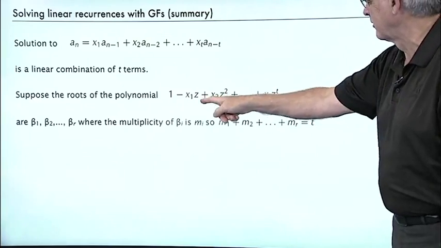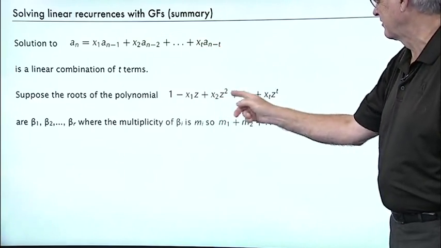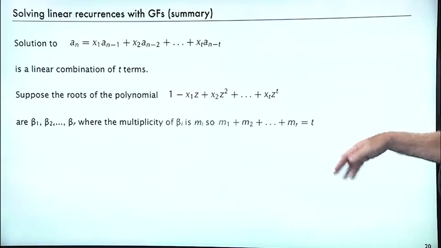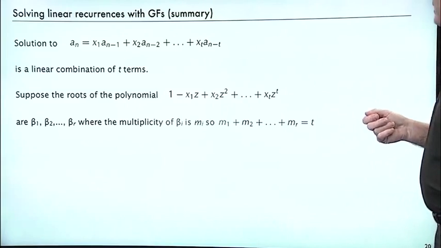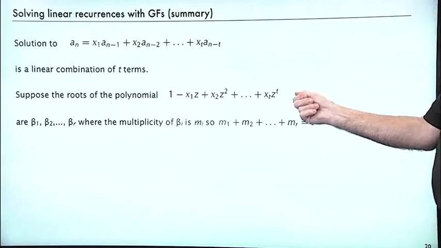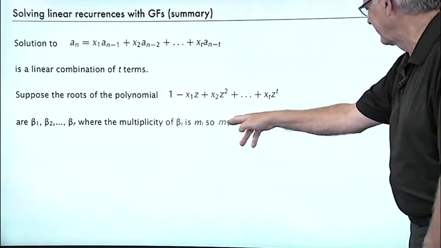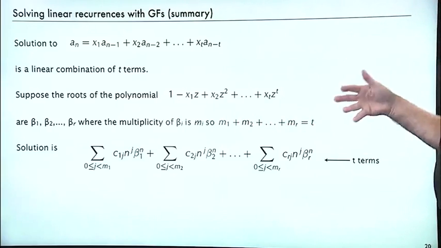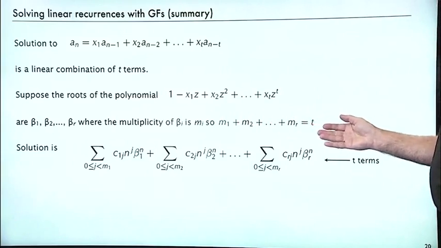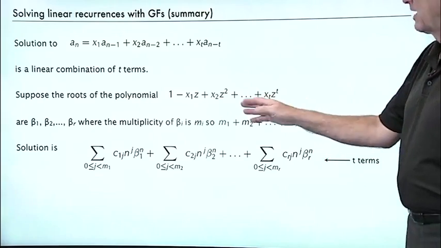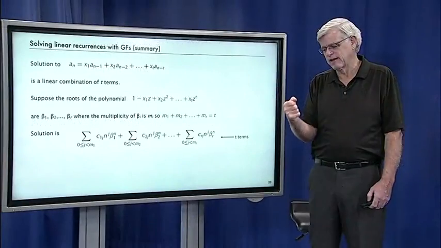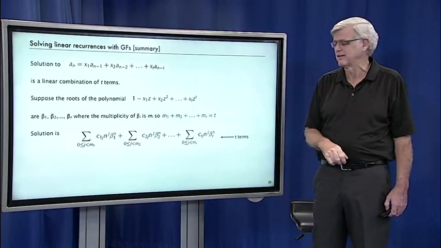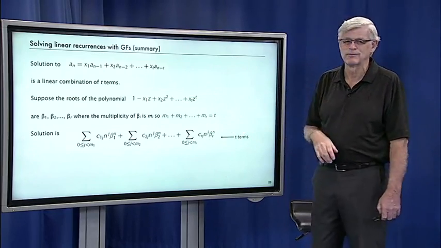You're always going to get this polynomial 1 minus x in the denominator, and it depends on the multiplicity of those roots. So if you've got r roots where the multiplicity is m sub i, and if you add up all the multiplicities you get t, then your solution, depending on the multiplicity, is going to be, for every root, that root to a power, plus n times that root to a power, all the way up to the multiplicity, and that has a total of t terms.